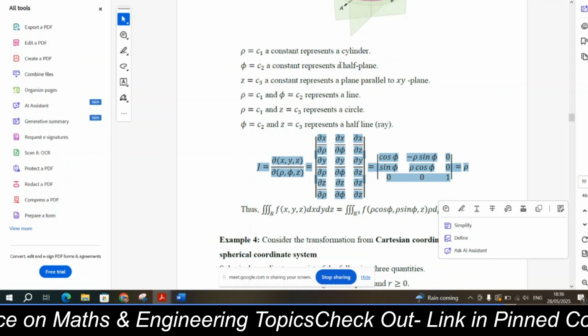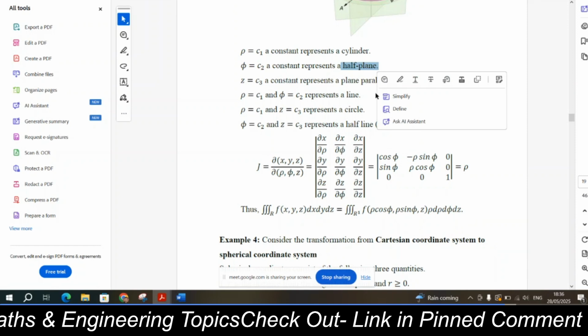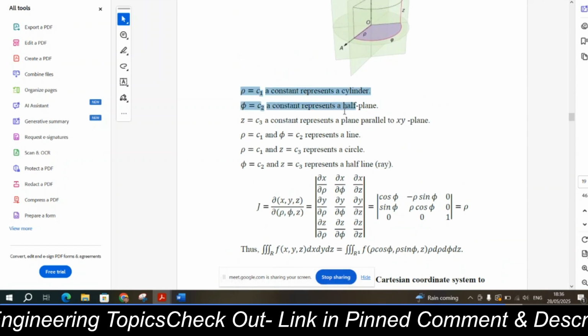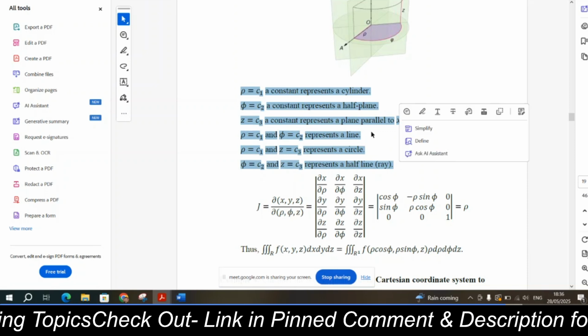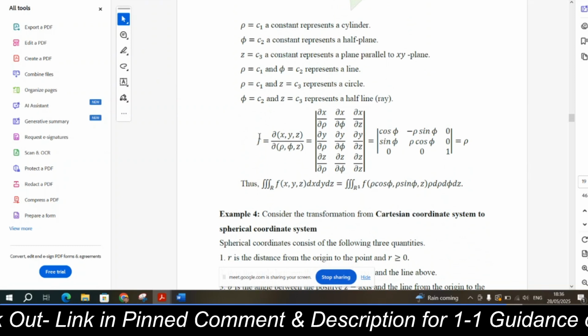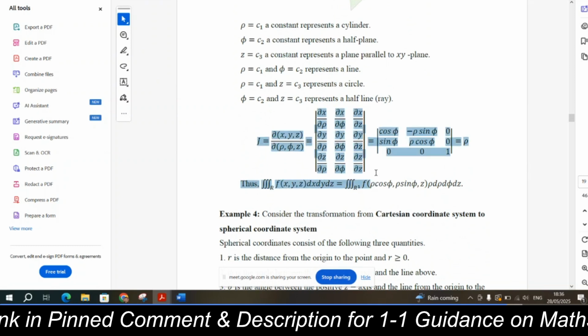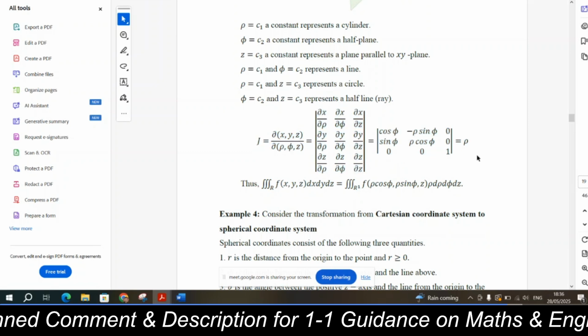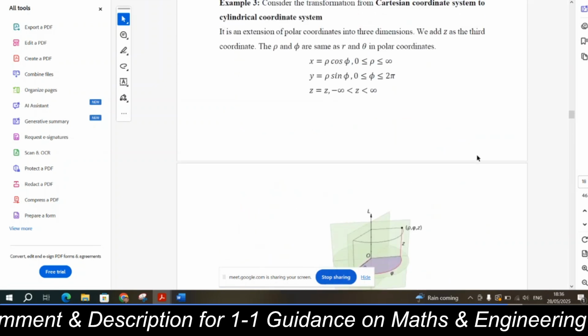Hello? Yes, sir. Oh, had you left? What happened? Oh no, it got disconnected, so I rejoined. Okay, fine. So are you clear about, like I was talking about the Jacobian. Where did you actually miss out? When you were talking about how the plane is at that angle. The half plane? Okay, fine.